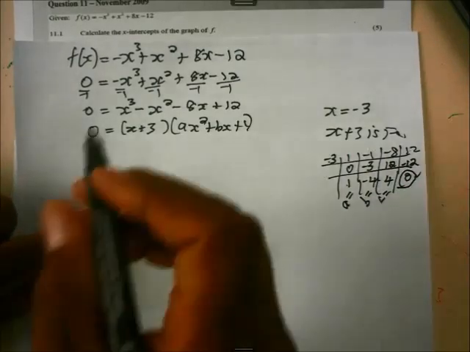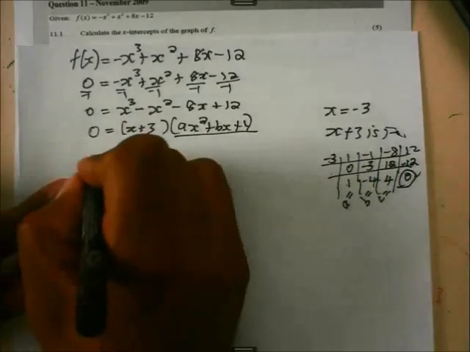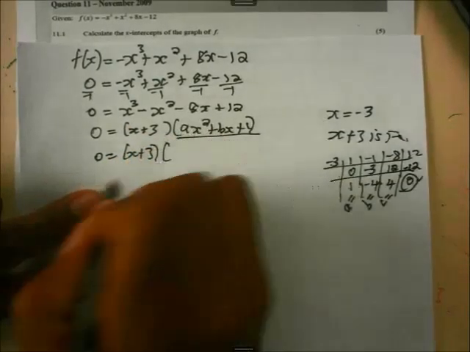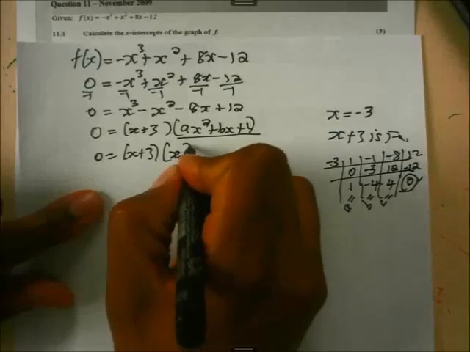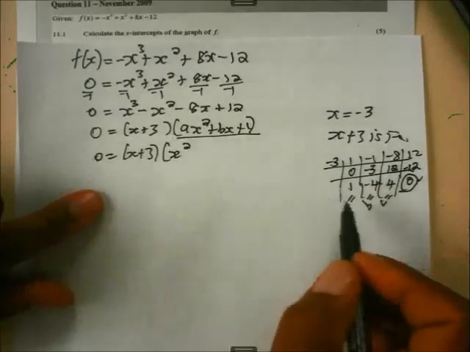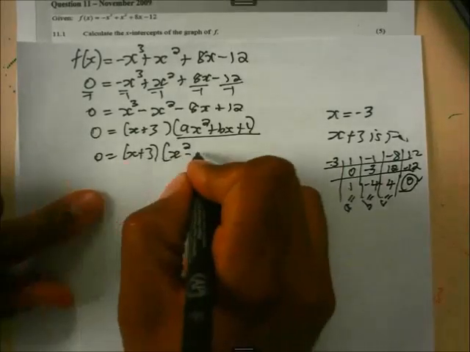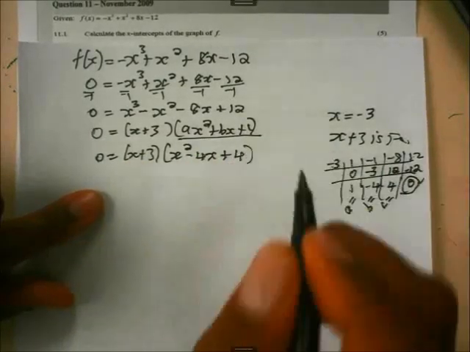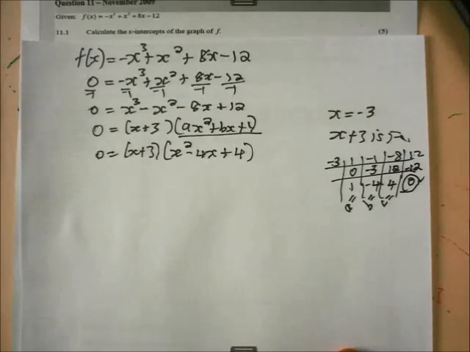Right, from here I go straight to say we have 0 is equal to x plus 3, and these brackets here will be x squared, because the value of a is 1. The value of b there is a minus 4x, and the value of c there is a positive 4. Right, now I have the two: x plus 3 as well as x squared minus 4x plus 4.